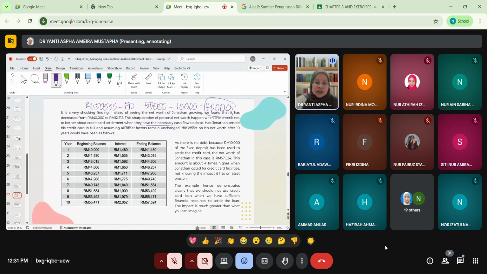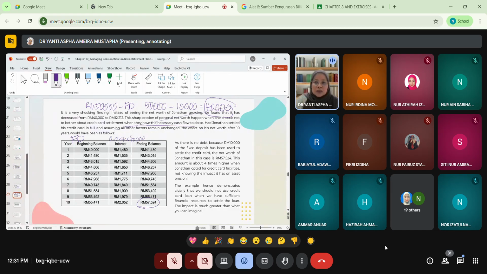Okay, so had Jonathan settled his credit card in full, assuming all other factors remain unchanged, the effect on his net worth after 10 years would have been as follows. You use this one, still 0.037, but now your principal is only 40,000. Why? Because the 10,000 from the FD has been used to pay the credit card. So as there is no debt, the net worth now is 57,524.